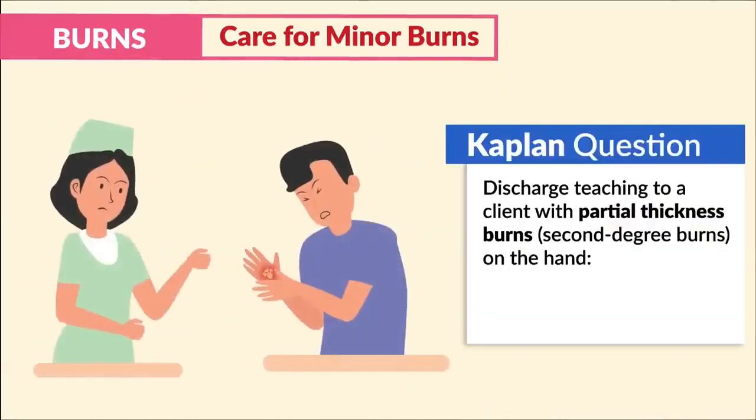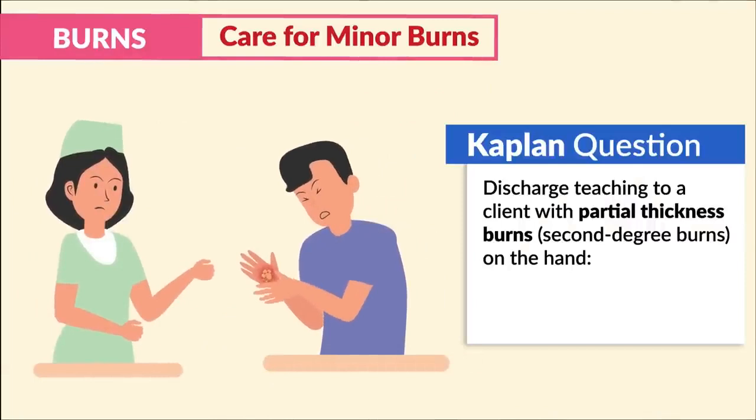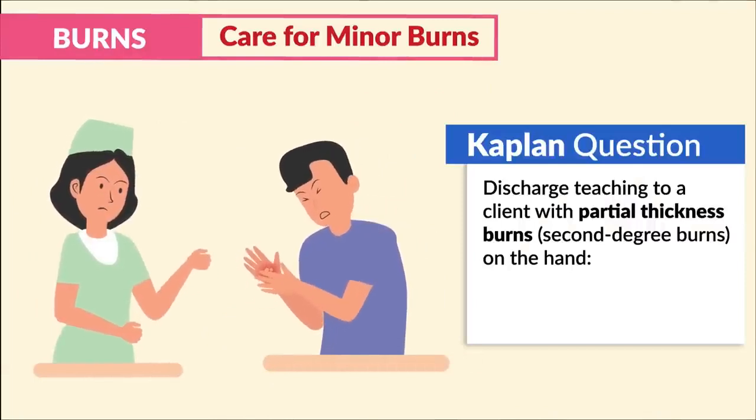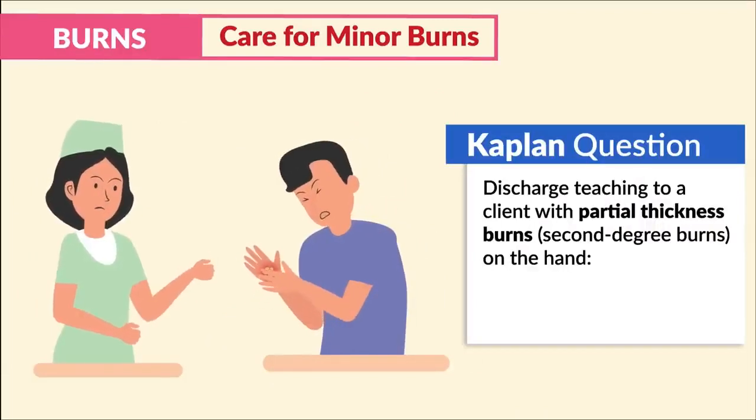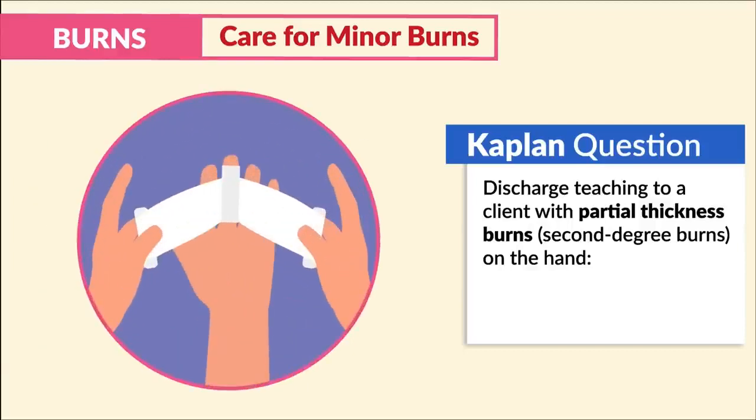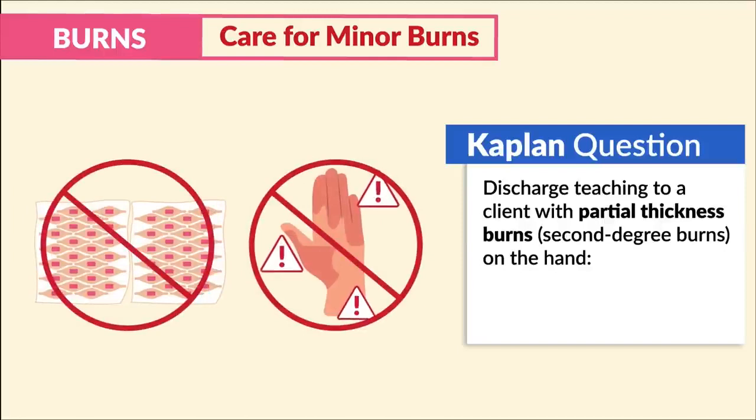Now, for Kaplan, they mention discharge teaching to a client with partial thickness burns, or 2nd degree burns, on the hand. We wrap the fingers with individual dressings. This is done to prevent tissues from sticking together and causing further damage.